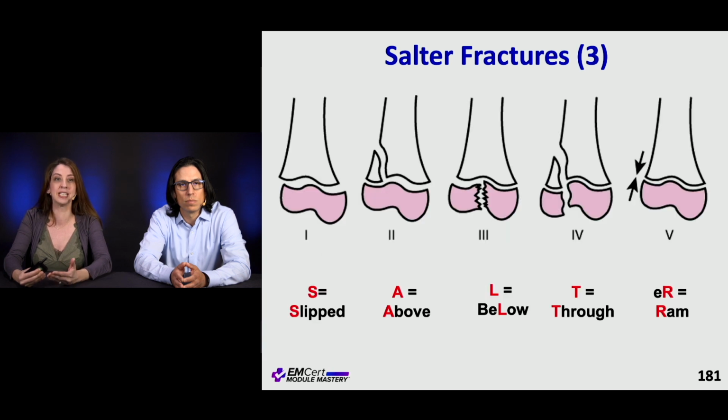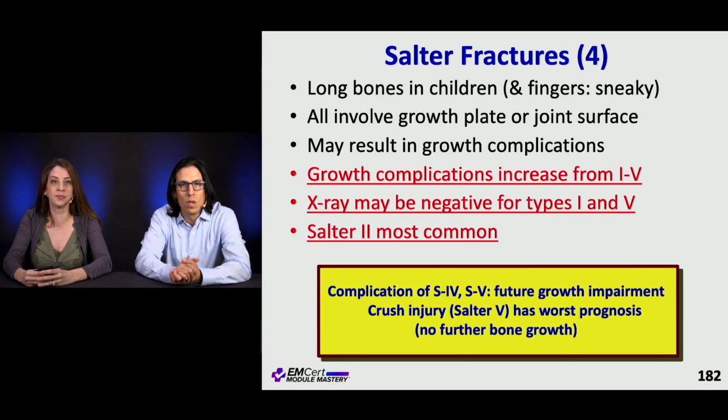This is just showing you an example of grades 1 through 5, and then basically through the mnemonic we just talked about. So Salter fractures are seen in long bones in kids, and that includes fingers. So that can be kind of the subtle one that you can't forget about. All of these involve either the growth plate or the joint surface. And the thing you're really worried about here is growth complications, right, that cause some permanent impairment or disfigurement. X-rays can be negative for types 1 and type 5, right? Salter 2 is the most common Salter type of fracture.